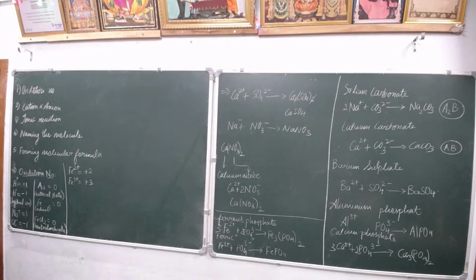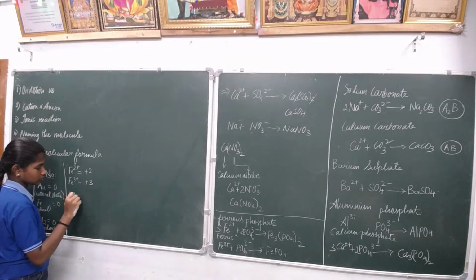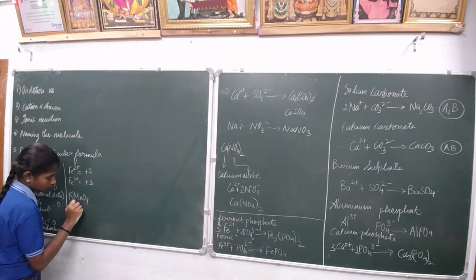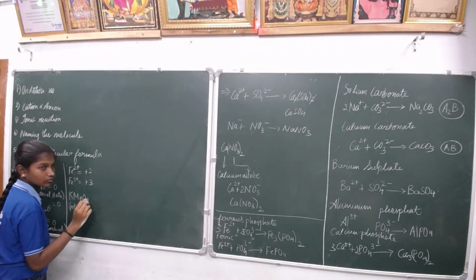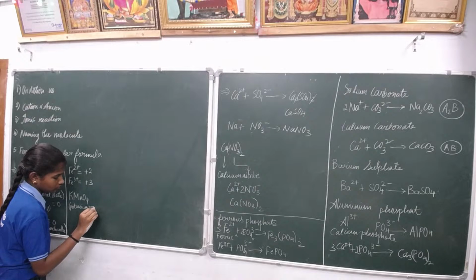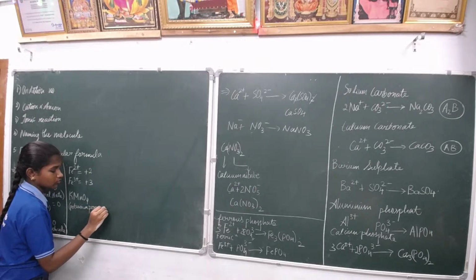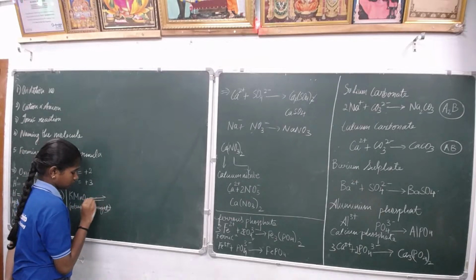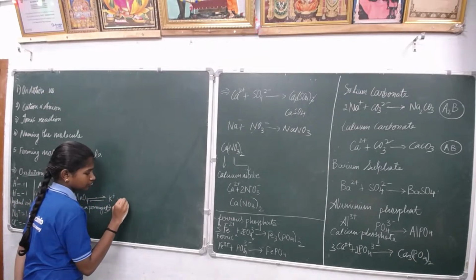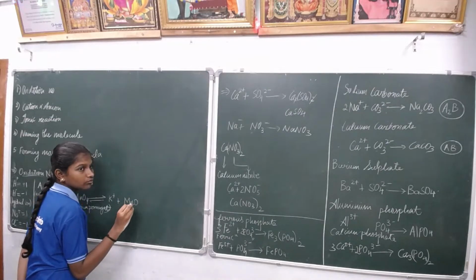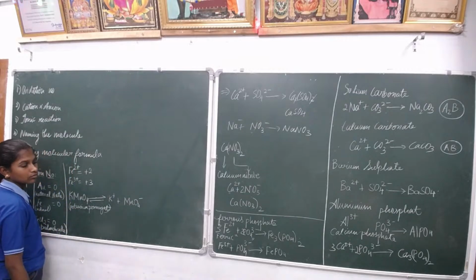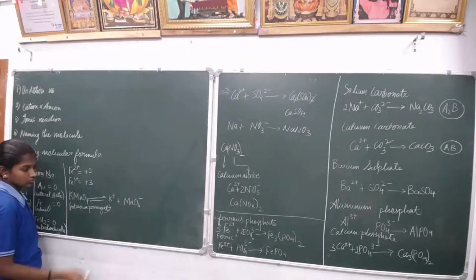For example, let me take up KMnO4. This is called potassium permanganate. Its ionization will be like this: K+ and then MnO4-. So this is the potassium cation, and this is the permanganate anion. Write down permanganate anion.